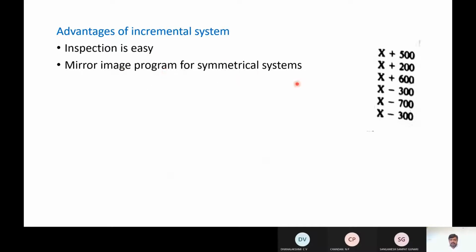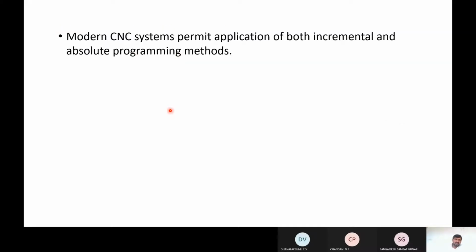Mirror image program for symmetric systems. Suppose you are working on symmetrical models, then if it is 500, 200, 600, next minus 600, minus 200, minus 500. Like that, you can write the program. If you write for half, the remaining half you can replicate with a reverse sign. That is also possible for symmetric system. These are the advantages. Next, in modern CNC systems, you can program using both incremental and absolute methods. Even in our college, we can do programming using incremental and absolute programming methods.